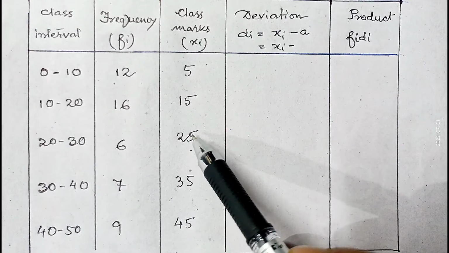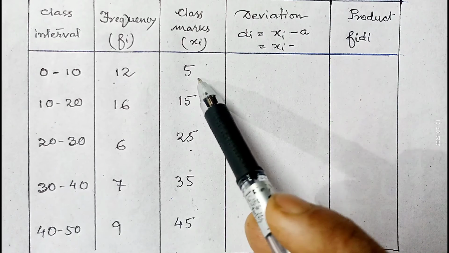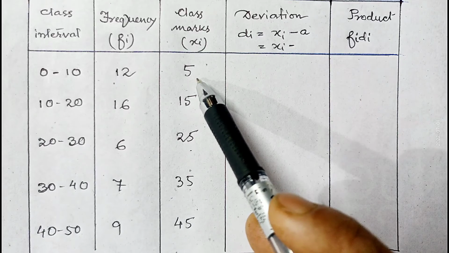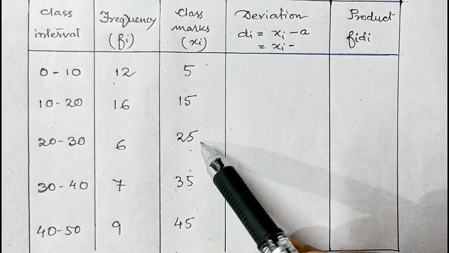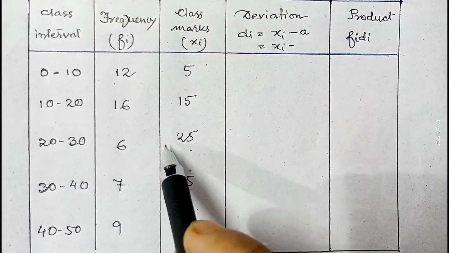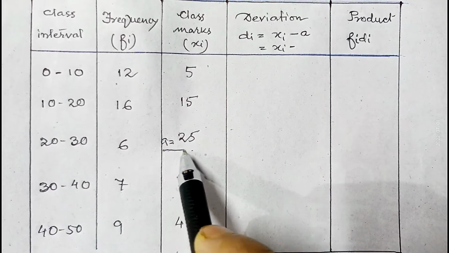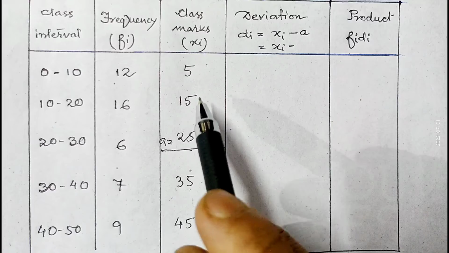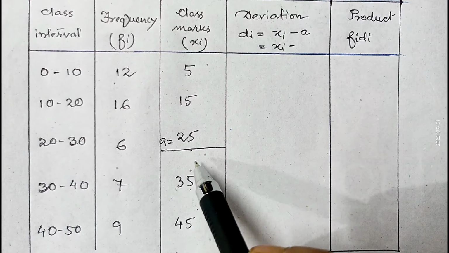After finding class marks, from these values we are to assume any one as assume mean. Here, though any value can be taken, I can consider 5 as assume mean or 15 or 25, but it is always better to take something from the middle. So here we are considering let A to be 25, where A is the assume mean, and you can underline this one.